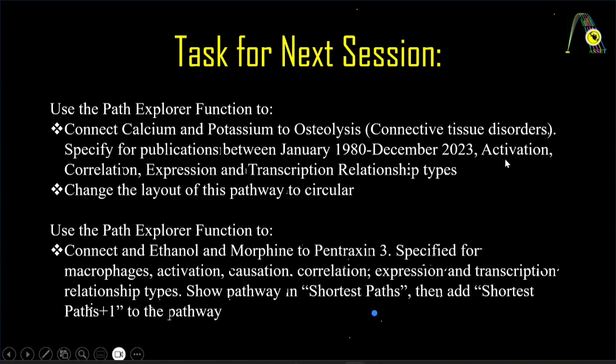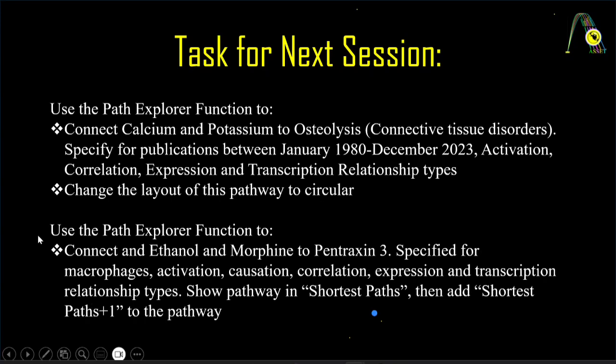And I want you to also specify a filter for activation, correlation, expression, and transcription relationship types. So these 4 relationship types I want you to filter for, specifically these ones. And also publications between January 1980 to December 2023. So I want you to do that, filter the results using these specifications. And additionally, I would also like you to then change the layout of the pathway to circular. So the layout options that we discussed, right? Change the layout to circular.